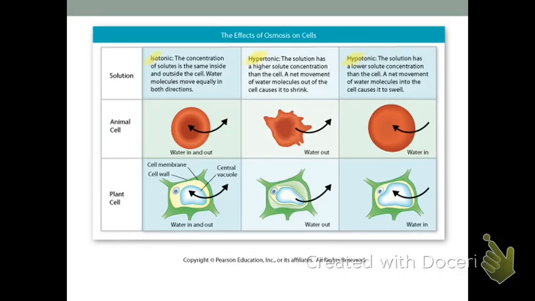So in terms of solution, we usually use the words hypotonic, hypertonic, and isotonic to describe an environment that the cell is placed in. If the cell is placed in a hypotonic environment over here, that means there's less solute in the environment than inside the cell itself. And what happens is that water tends to rush into the cell, causing the cell to swell.